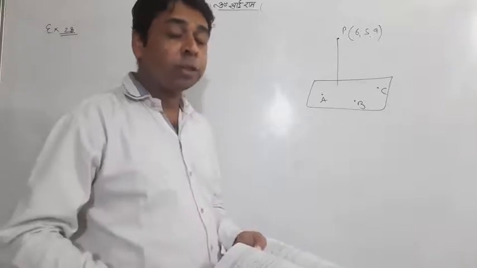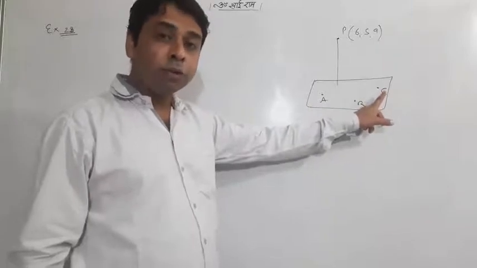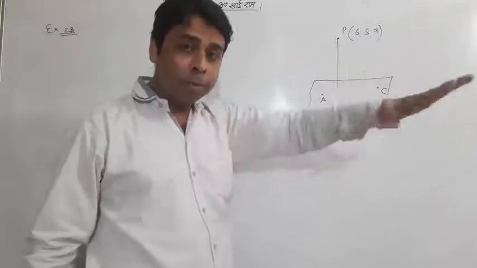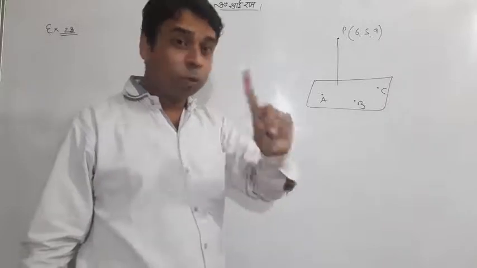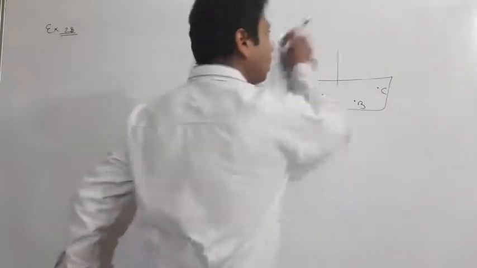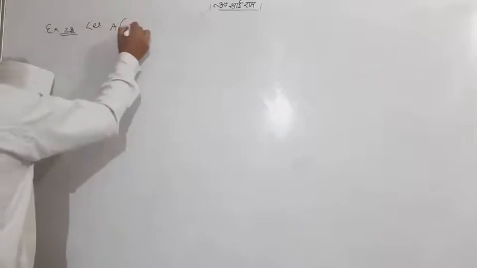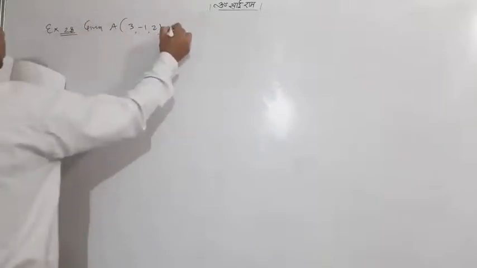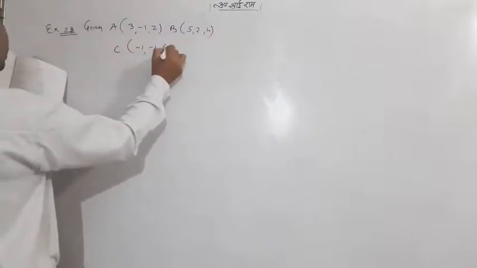So first of all we will find the equation of the plane which is passing through A, B, C, meaning which forms by A, B, C. So first we will find the equation of the plane which passes through 3 points, and you know the method, we have done it in an example. Okay, for the revision I will tell you. So I'll write here, given: A is (3, minus 1, 2), B is (5, 2, 4) and C is (minus 1, minus 1, 6).